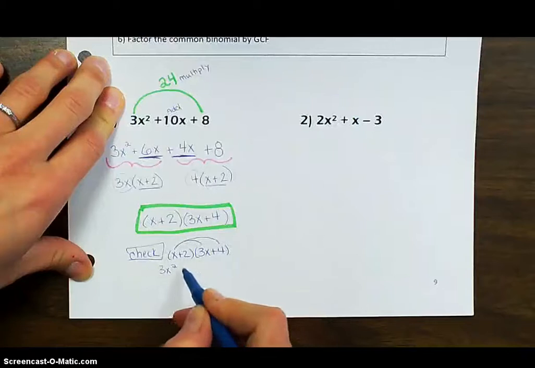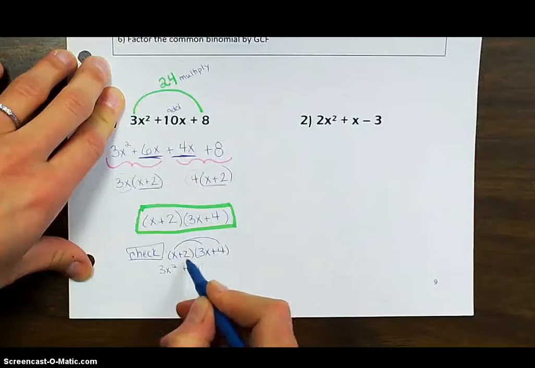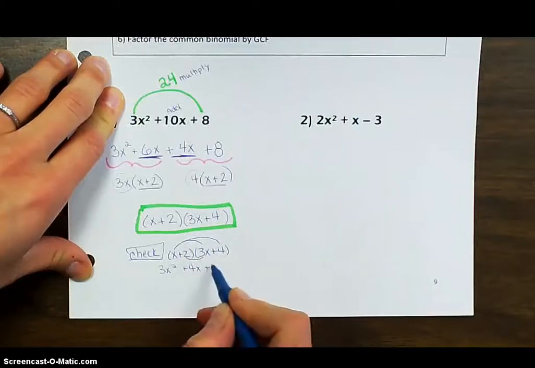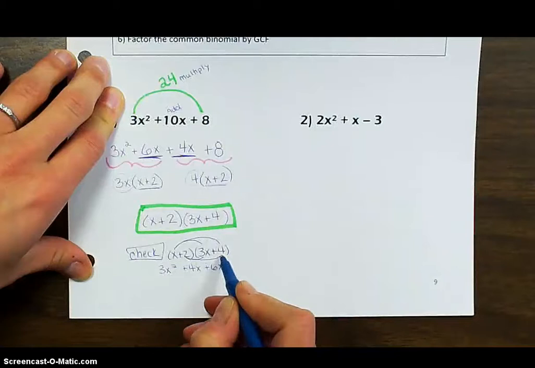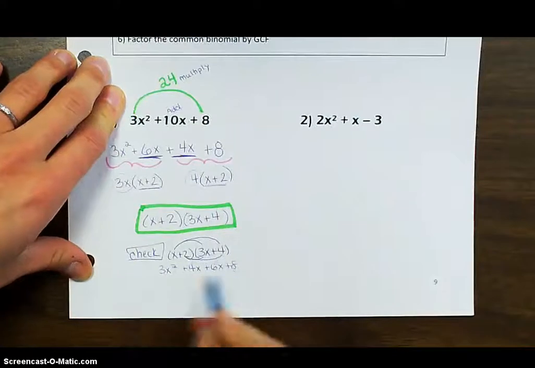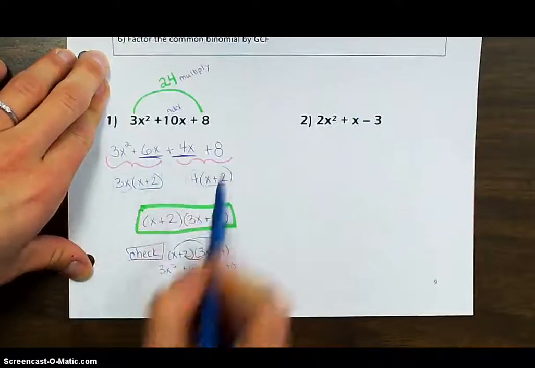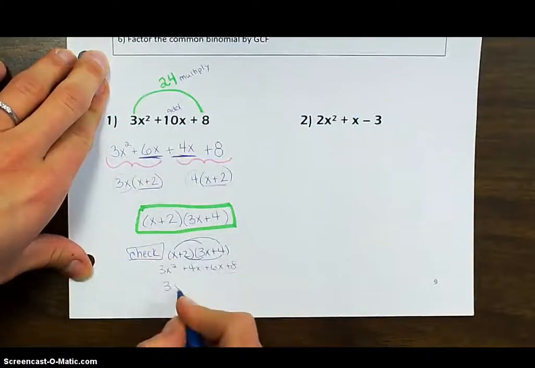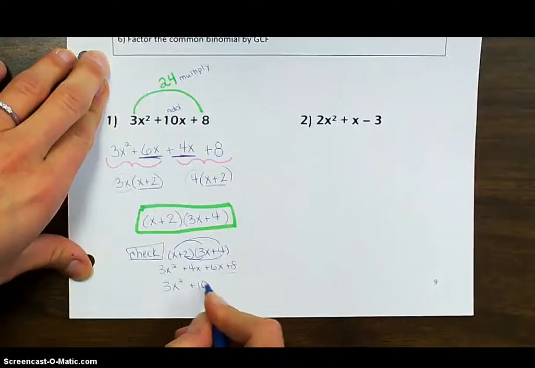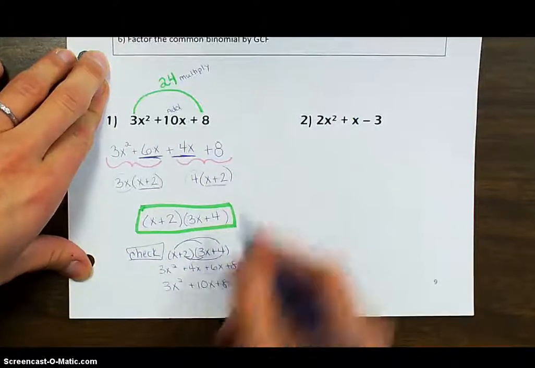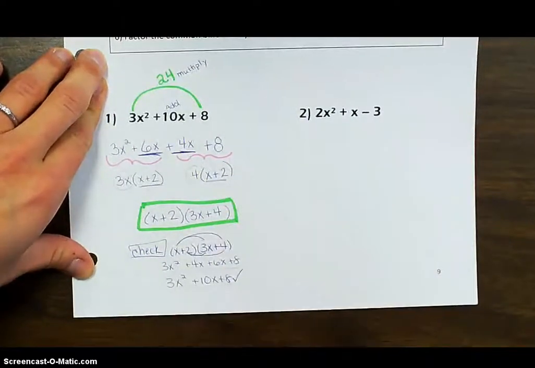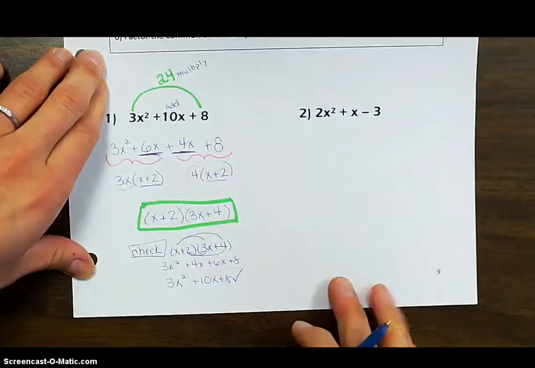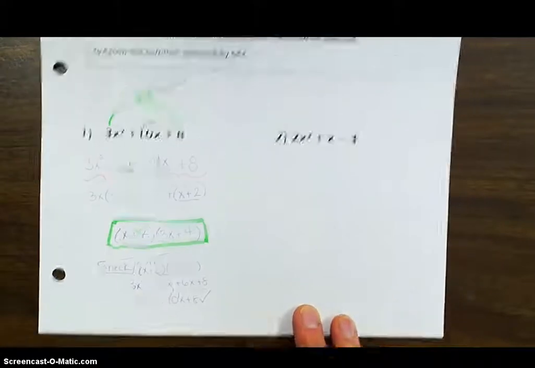X times 4 is 4x. 2 times 3 is 6x. And 2 times 4 is 8. And if I take a look here, aren't those the numbers I had up here? Yep. And when I combine those middle terms, we get our original answer. So check, it worked. All right, let's go ahead and try another one.